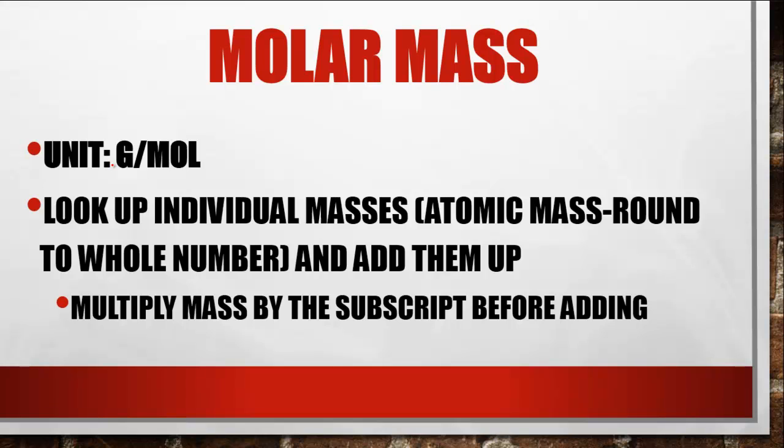Now if you have a molecule compared to just an atom, you're going to have to look up the individual elements and then combine their masses. Now often in a molecular formula you have those subscripts. If you have a subscript, you have to multiply the mass by that subscript before we add them up. Now talking about it gets a little confusing, so let's look at an example.